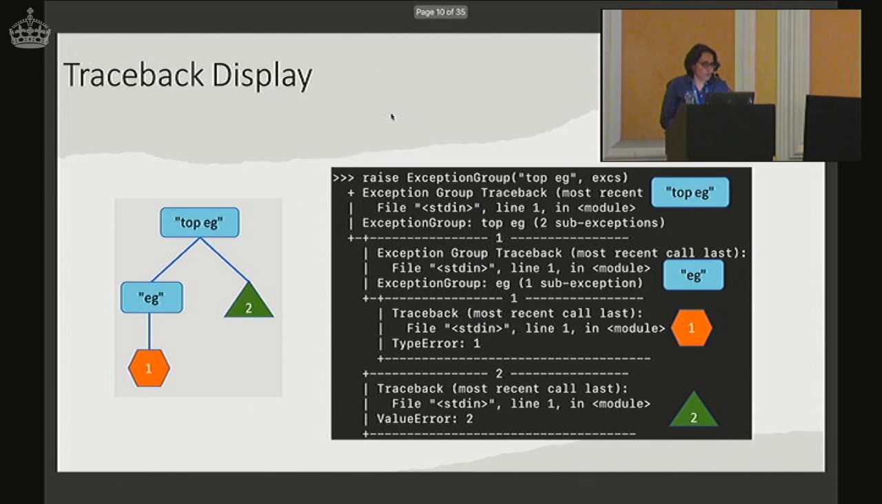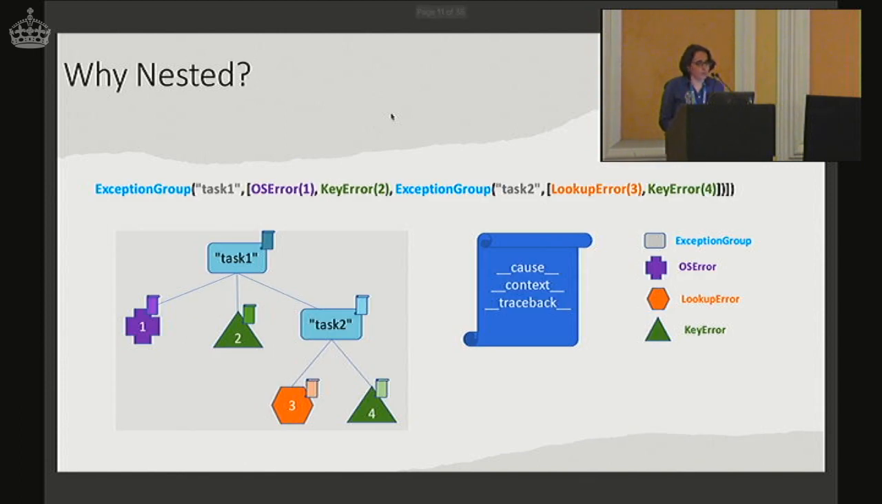Now, this tree structure is shown in the traceback output. You'll be pleased to know we use indentation to show the whole tree. So the first design question is why nested? Why didn't we just take the list of lists and flatten it to a list? It would be much simpler, just a list of exceptions.